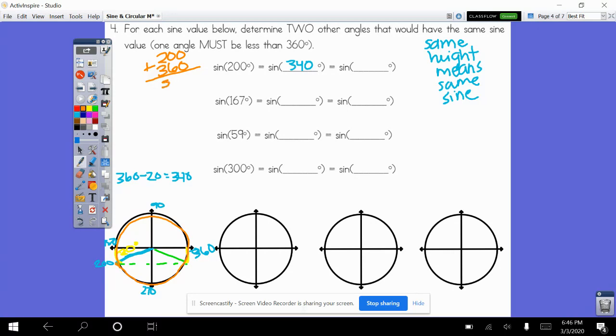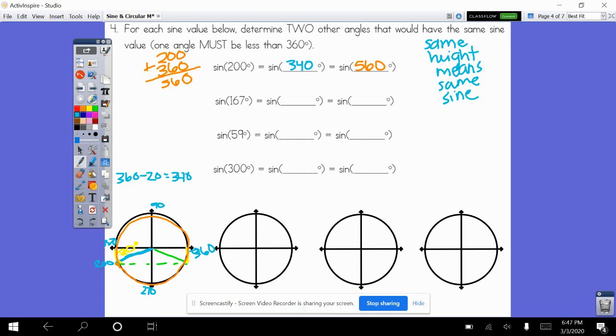That gives me 560. So 560 degrees is another angle, but that one's bigger than 360, but I'm allowed to have one that's bigger. So that one's good. So you can always find one of your angles by just adding 360. You could have also added 360 to 340 if you wanted to. It wouldn't give you the same answer, but it will give you an answer that is still correct.